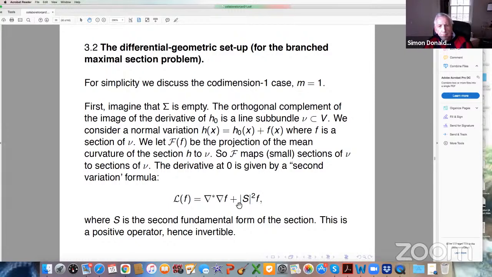So this whole thing is a positive operator, and by standard elliptic theory, that means that we can invert it on the usual function spaces. The fact that we get this different sign is an example of a general phenomenon that the maximal submanifold equation is in many ways better behaved than the minimal submanifold equation. All the signs tend to work out in a favorable direction.